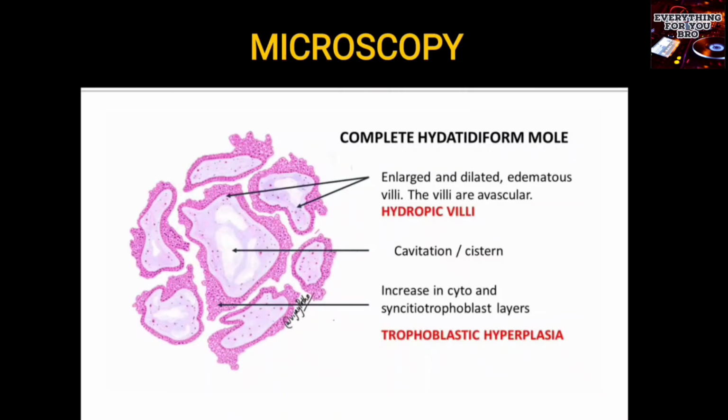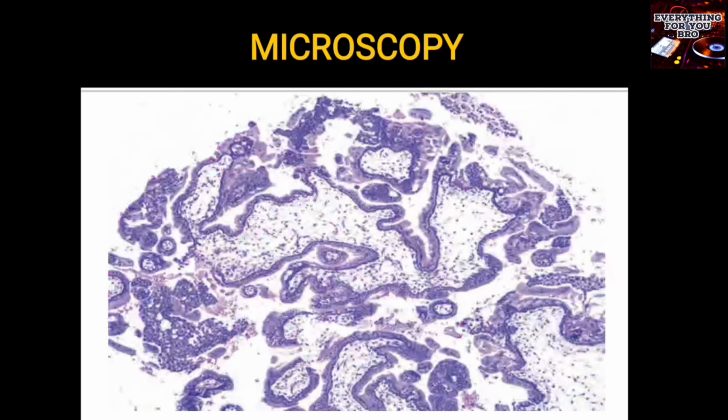So here the important point to differentiate complete from partial is that in complete there is diffuse trophoblastic cell proliferation. In the case of partial mole, only focally is there proliferation of the cytotrophoblast. So hydropic villi, trophoblastic hyperplasia, cistern formation, and avascular villi. These are the four important microscopic features you need to write for a complete mole.